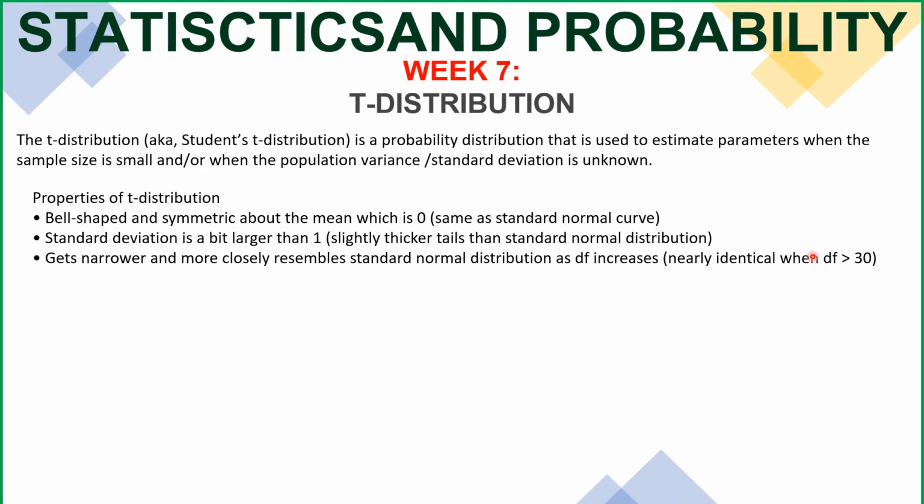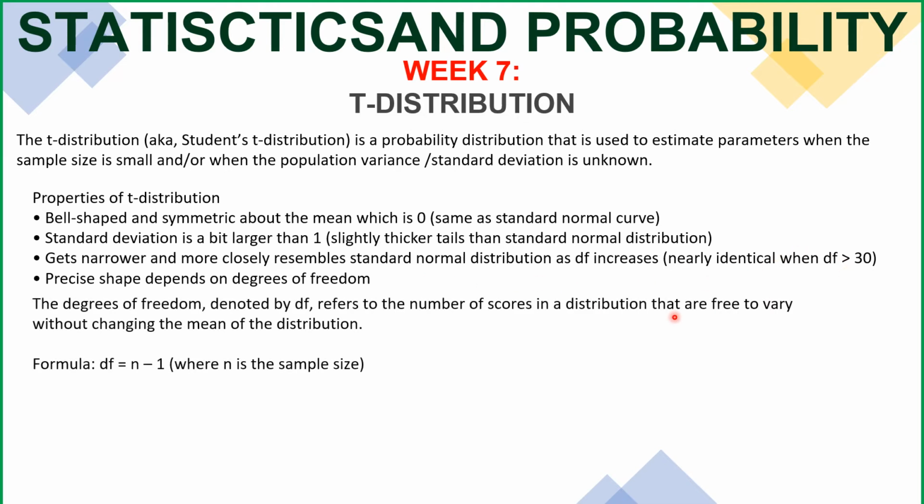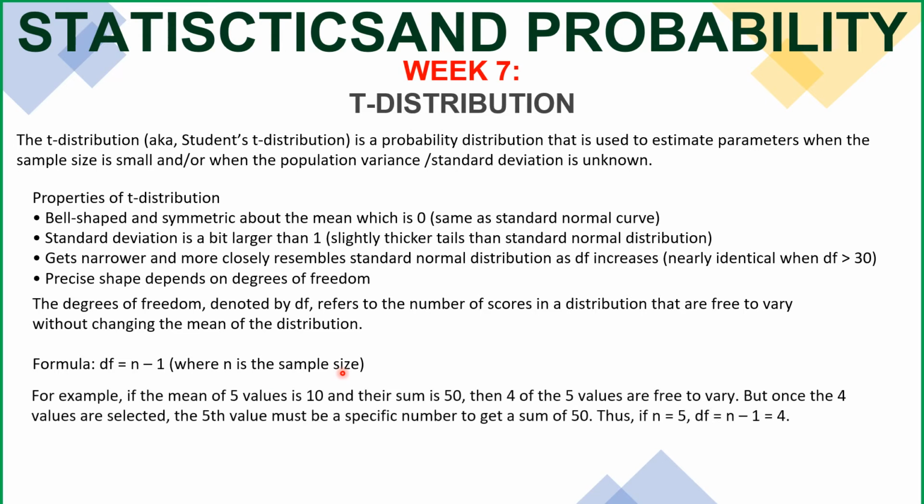So, the meaning of DF here is the degree of freedom. So, precise shapes depends on degrees of freedom. Ayun nga, that is DF. So, the degrees of freedom denoted by DF refers to the number of scores in a distribution that are free to vary without changing the mean of the distribution. So, the formula for the degree of freedom is n minus 1, wherein n is the sample size.